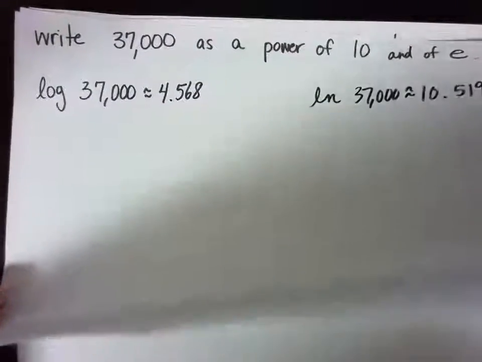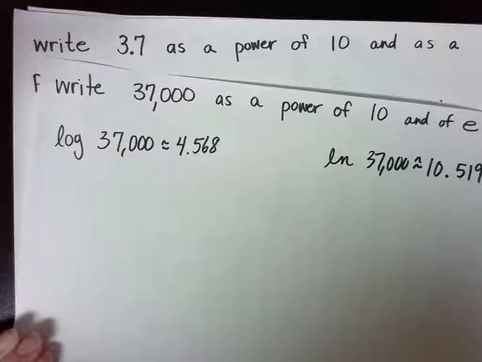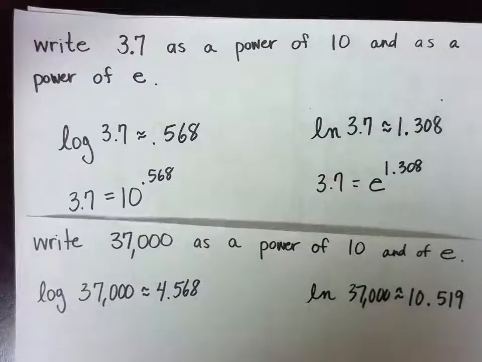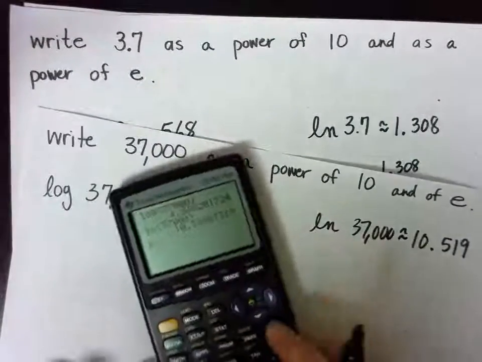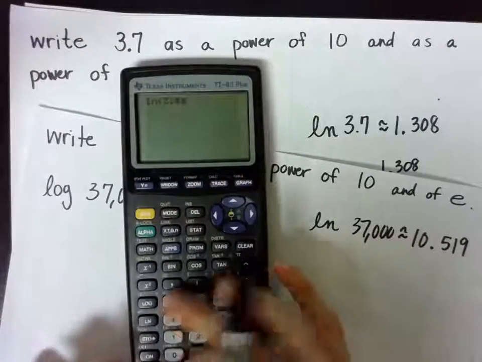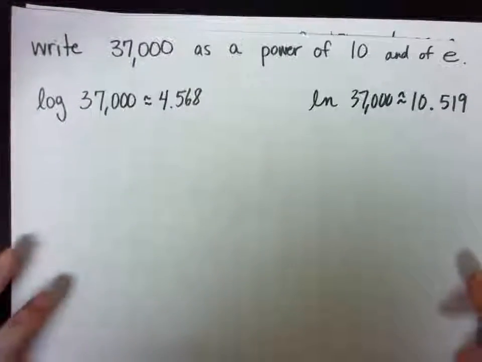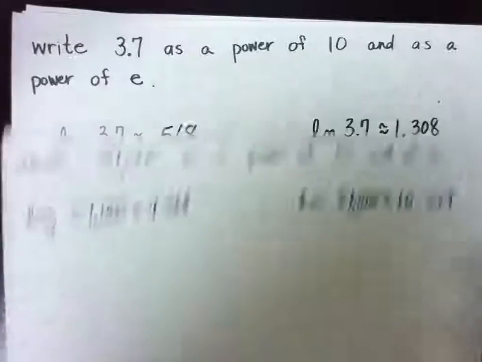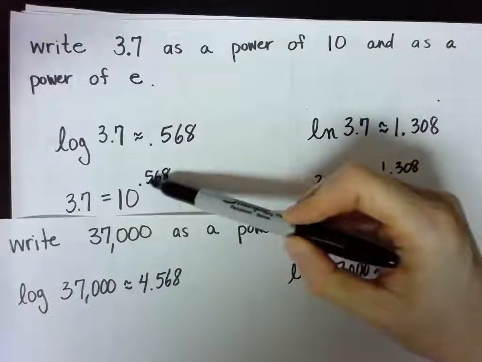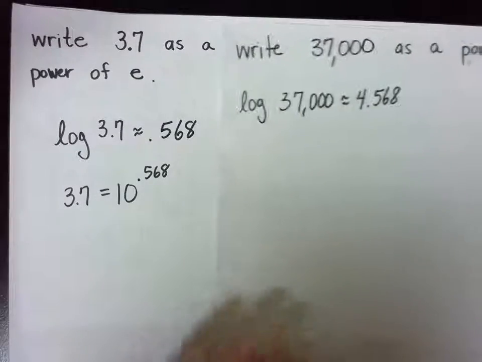Okay, so we want to look at the relationship between what we had here, because you notice this 0.568 shows up again here. So let's look at this one.